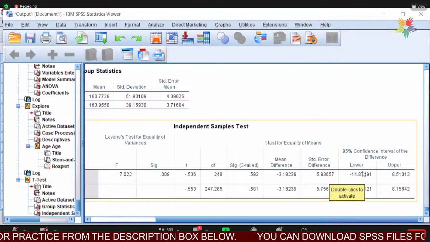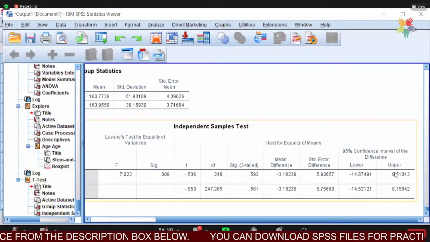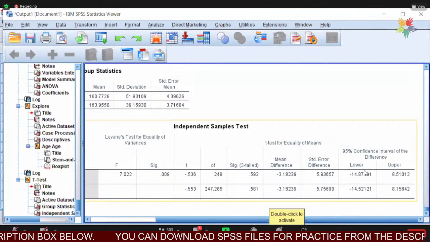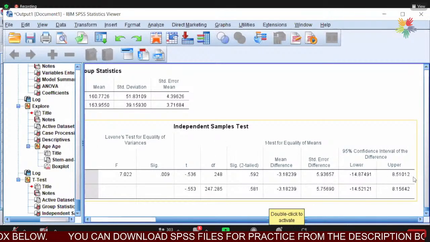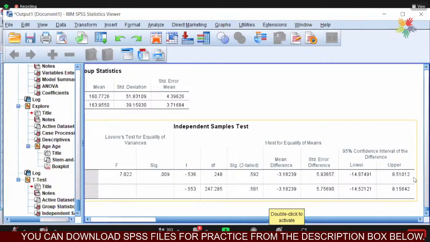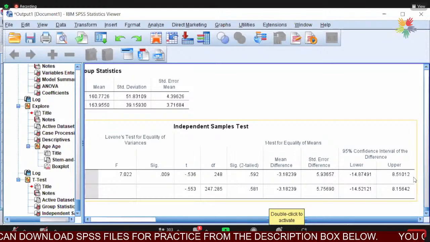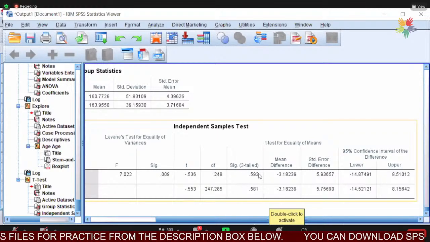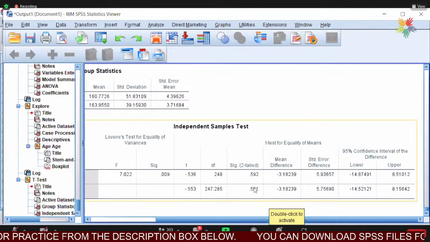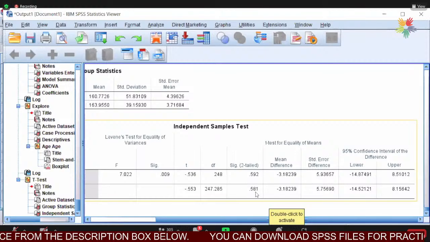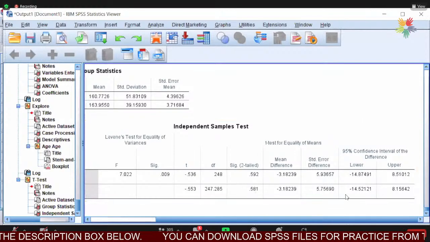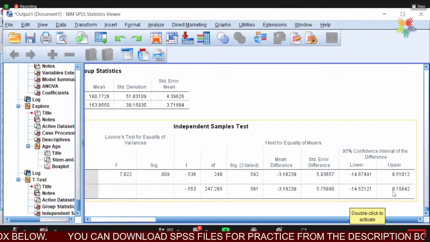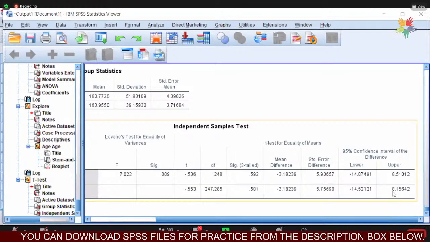Now, this will be useful. Many places you may not have this, then look at the significant value. I have told you when both bounds are plus, there is a difference. When both are minus also, there is a difference. Here, one is minus and one is plus, so we have to look at the significant value. A significant value greater than 0.05 means there is no difference. So now you know how to find the lower bound.